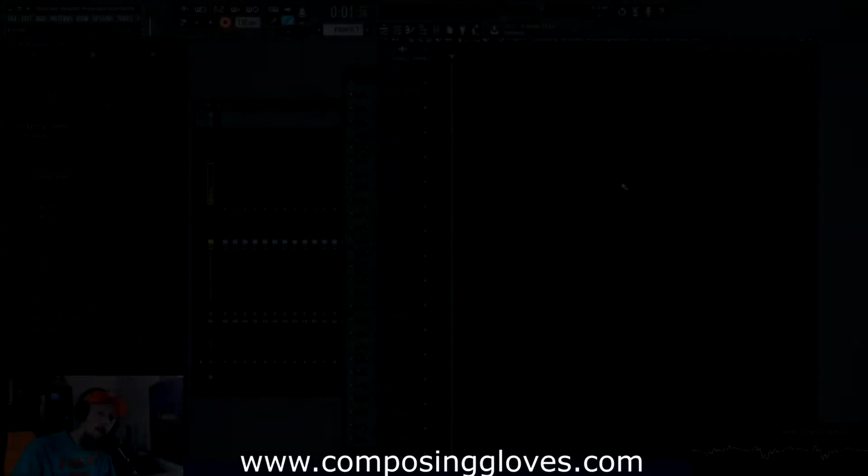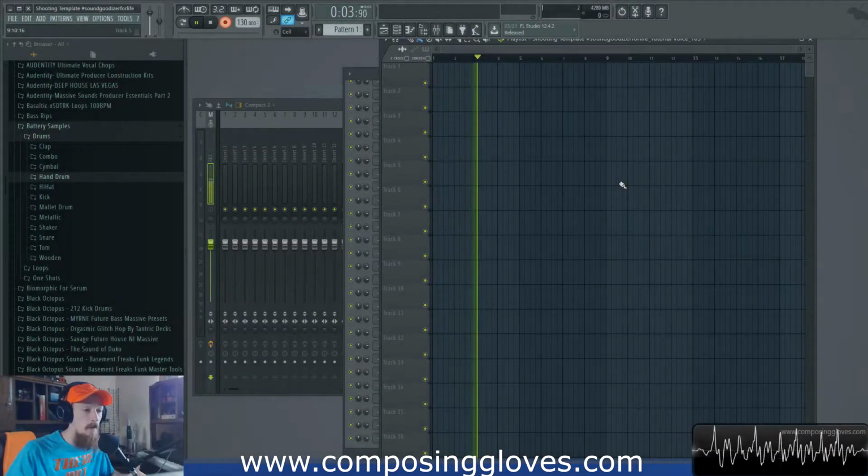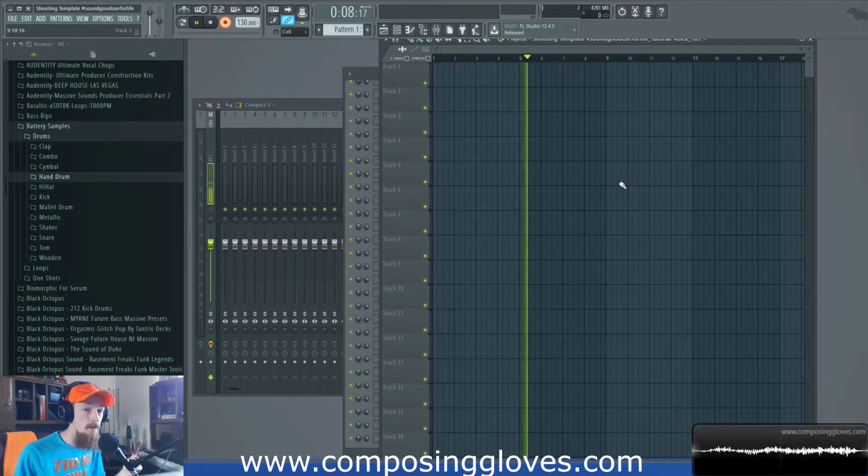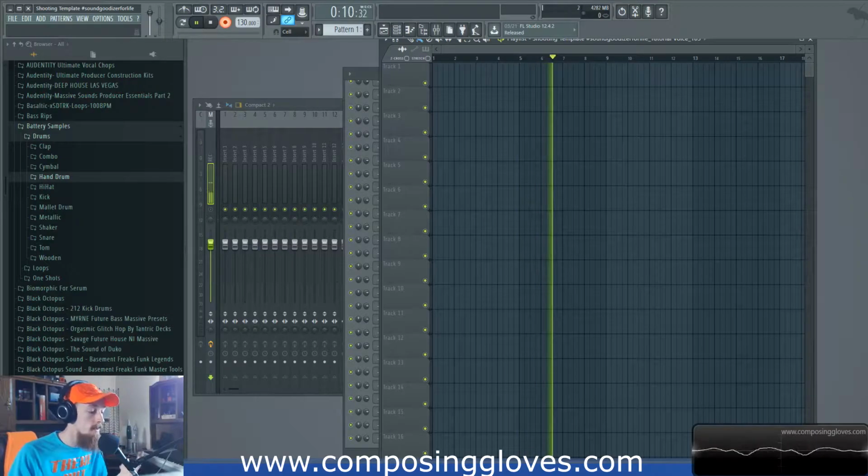Hey, Composite Gloves here, and today we're going to be talking about the use of effects in a track. And so there are two stages. There's the creative stage, and then there is the mixing stage of effects.